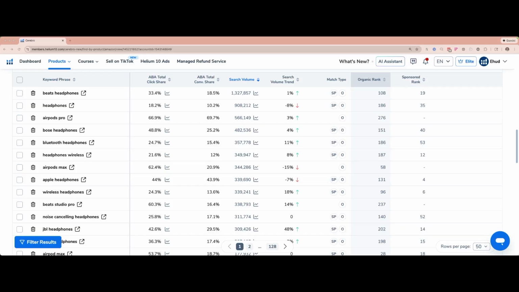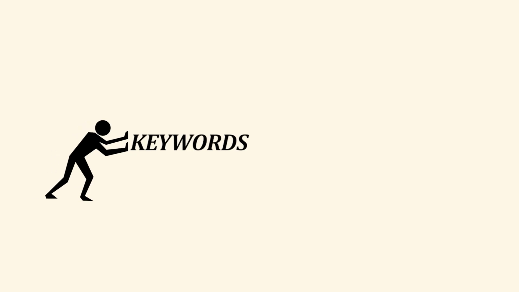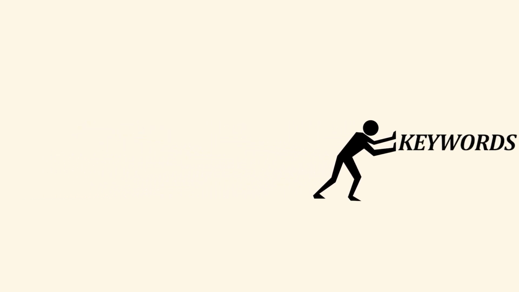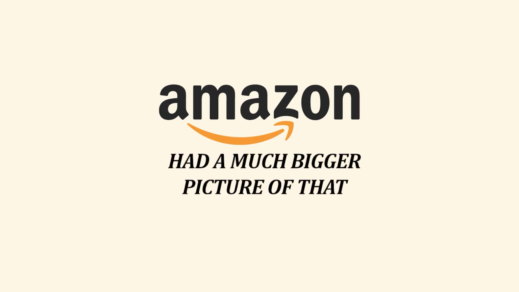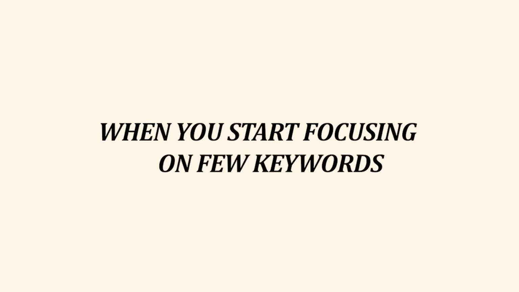Now, the reason this matters is because a lot of sellers try to fix ranking issues without ever looking at this. They just pick a handful of keywords and then just push them harder and harder. But what they're missing is that Amazon already had a much bigger picture about this product before. And the picture slowly got smaller in Amazon's eyes when you started focusing only on a few things, only on a few keywords.